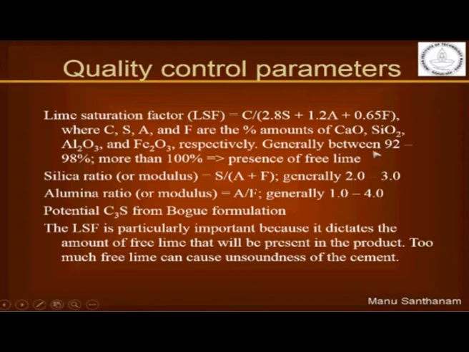As a result, because earlier I told you, if you have free lime in the system, that is free calcium oxide, it leads to unsoundness. So you need to ensure that this lime saturation factor is kept generally between 92 and 98%. This ratio of C divided by 2.8 S plus 1.2 A plus 0.65 F should be kept between 92 to 98% to get the best results as far as cement is concerned.